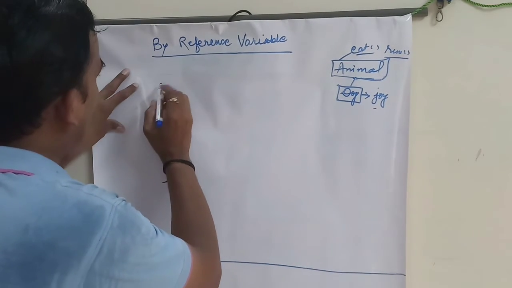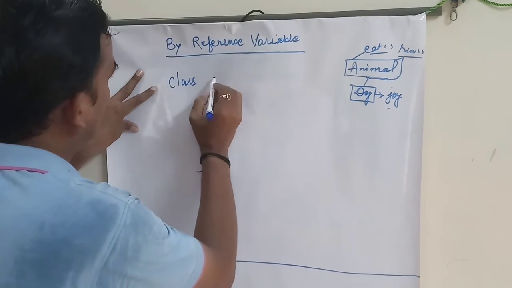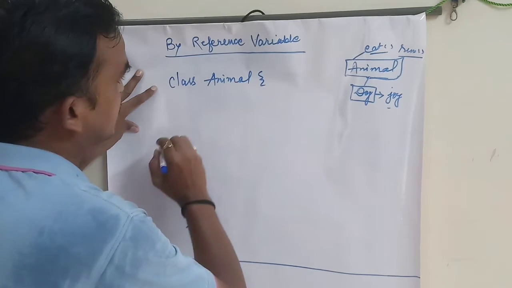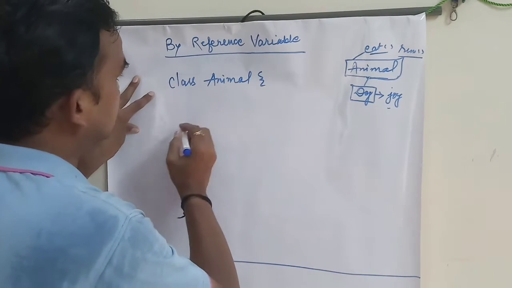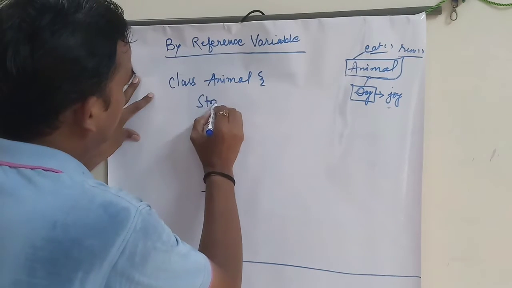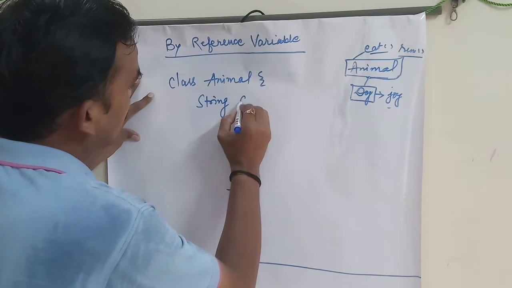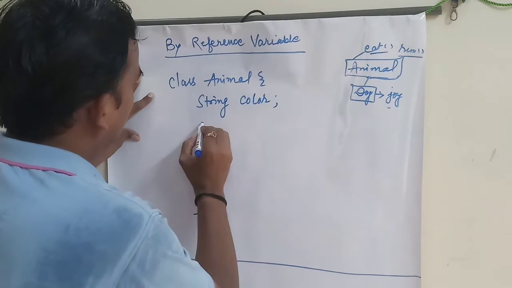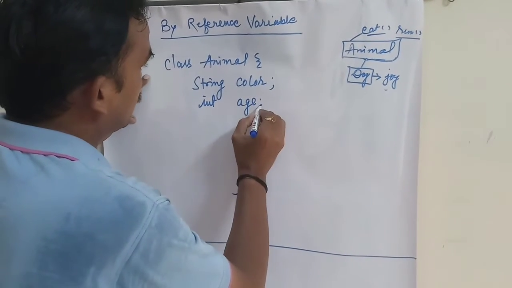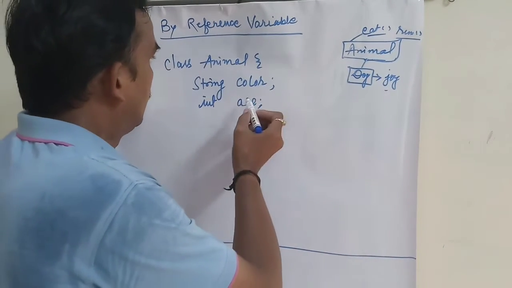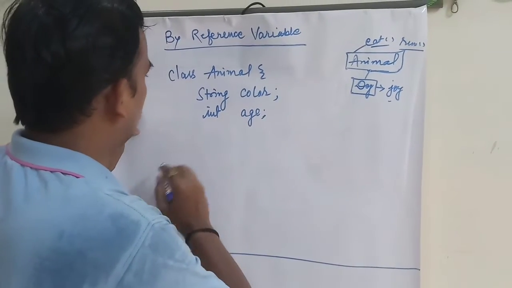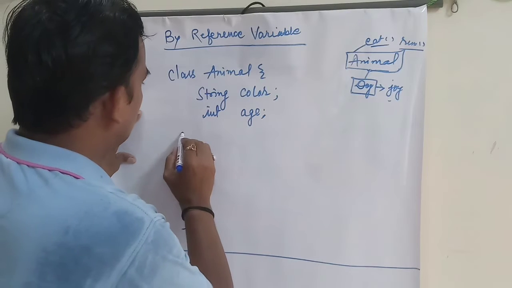Here we have one class, class Animal. This is the opening brace, the opening body of the class. Inside we will declare reference variables. Suppose we have declared two reference variables. First is String color and int age. We are mentioning the two variables which will hold the color of the object and the age of the object.